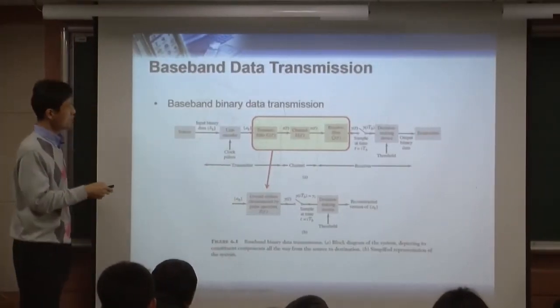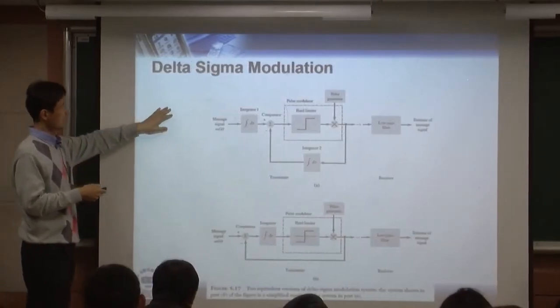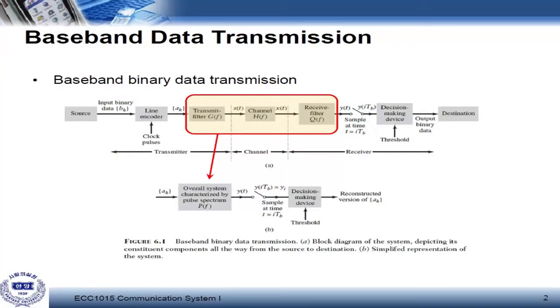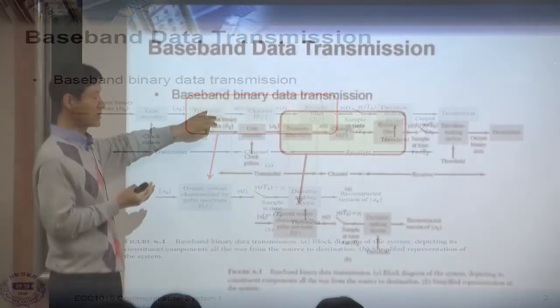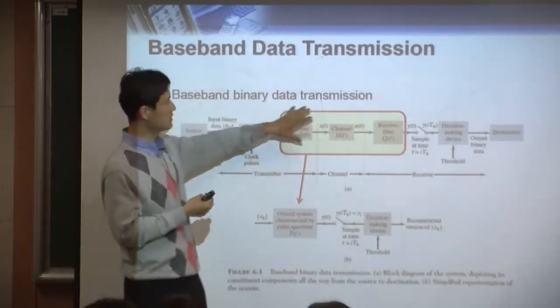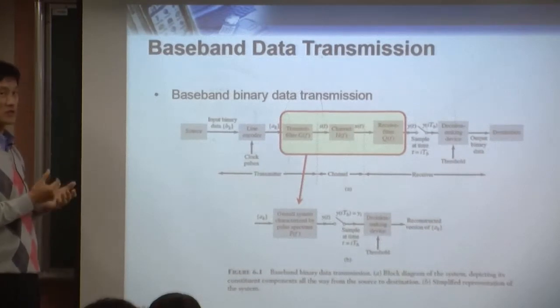Okay, so far what we discussed is pulse modulation, right? Our input is originally analog, and the analog signal will be converted to digital by an ADC converter. When you use that in the circuit, as we discussed, we can use pulse modulation. But what we are seeing here in this diagram is a general baseband binary data transmission.